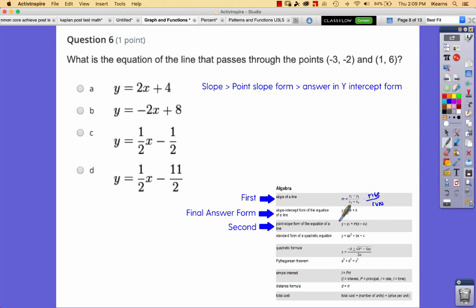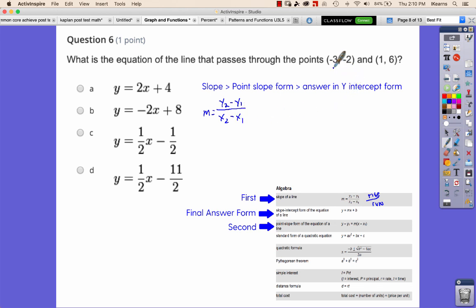Once we've got m, then we're going to use the point-slope form, just like we did in the last problem, to solve it for y equals mx plus b, which is the form of our answer. If you look at our answer choices, they're in that slope-intercept form, y equals mx plus b. So let's find the slope first. The equation to find the slope is y2 minus y1 divided by x2 minus x1.